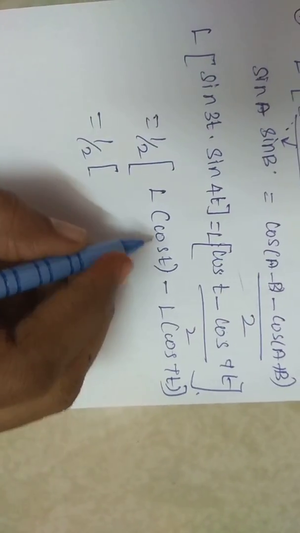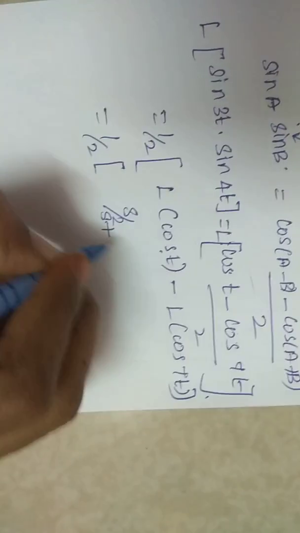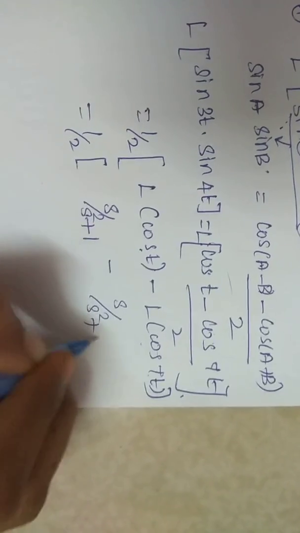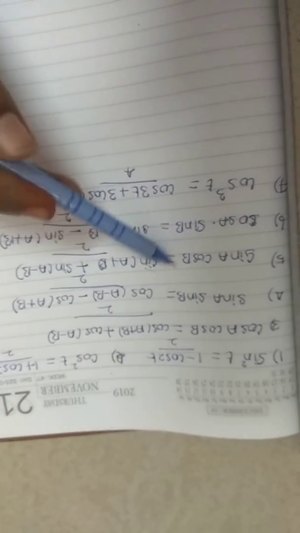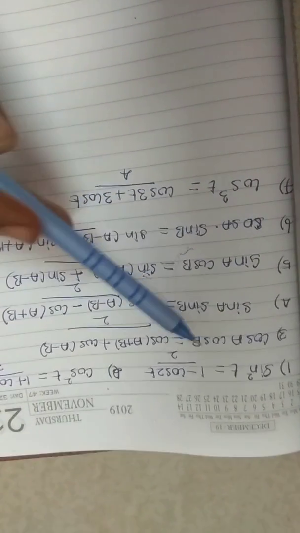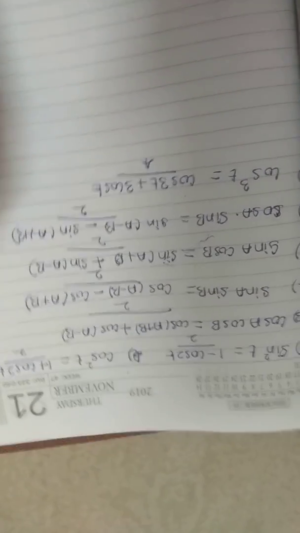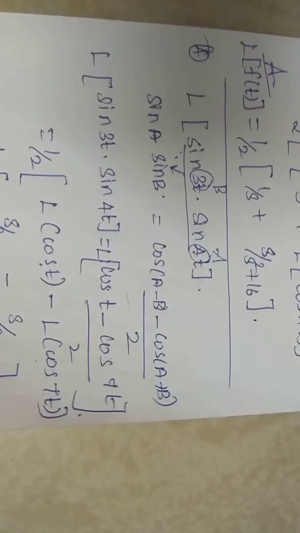L of cos at means s by s square plus a square. So s by s square plus a square, where a is 1, minus L of cos 7t, which is s by s square plus 49. So that is the answer. Similarly, by using these four formulas, sin A sin B, sin A cos B, cos A cos B, cos A sin B, we can find the Laplace transform for L of sin A sin B, cos A cos B, sin A cos B, cos A sin B. Okay, next one.